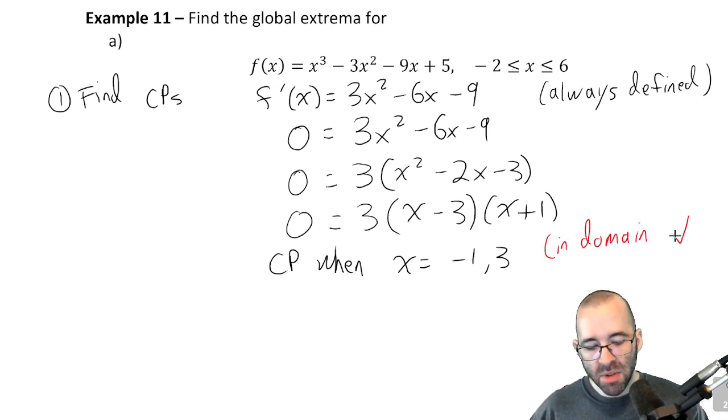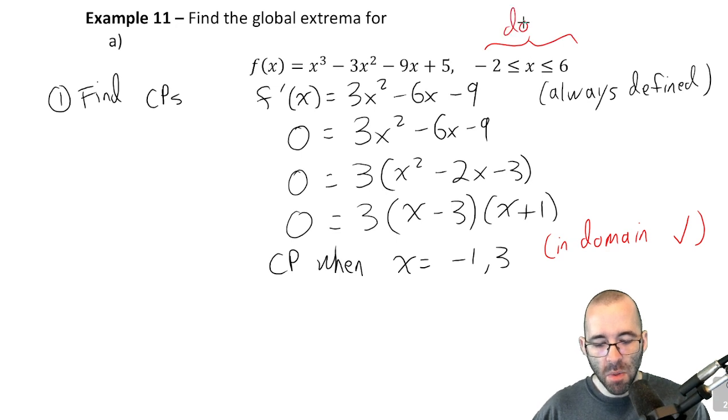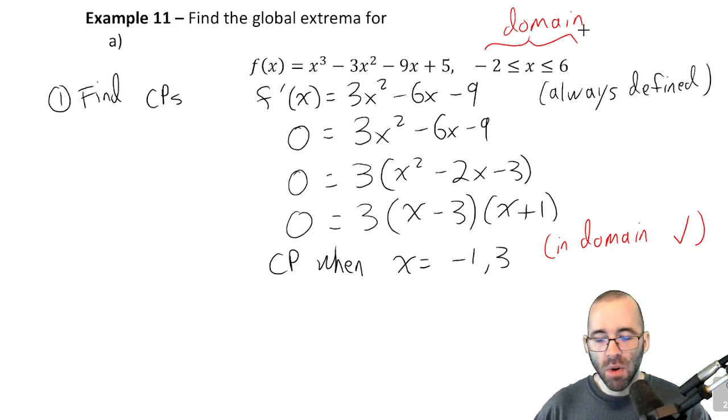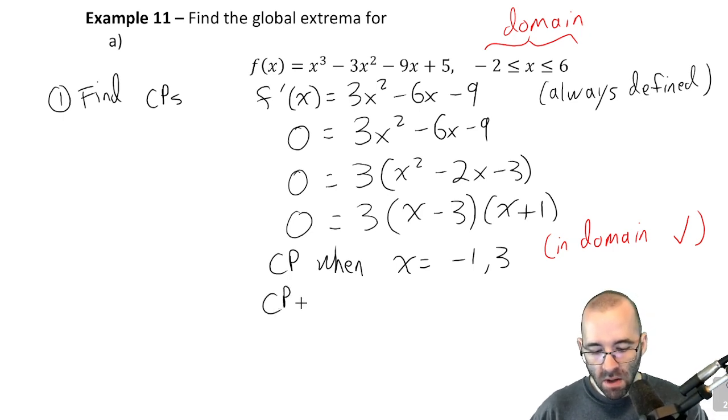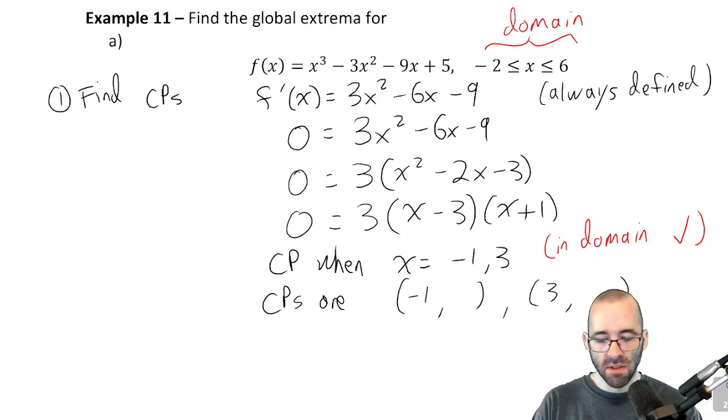Okay, this problem is specifically saying only look at this cubic function on this domain. So this is our domain right here. That was step 1, find the critical points. Oh, we need the y values for critical points. The critical points are negative 1 comma something and 3 comma something. We need their y values. F prime gives us the slope. F gives us the y values.